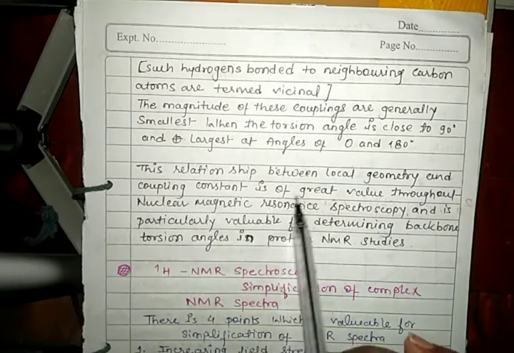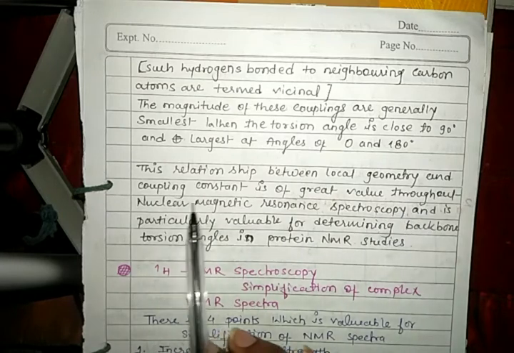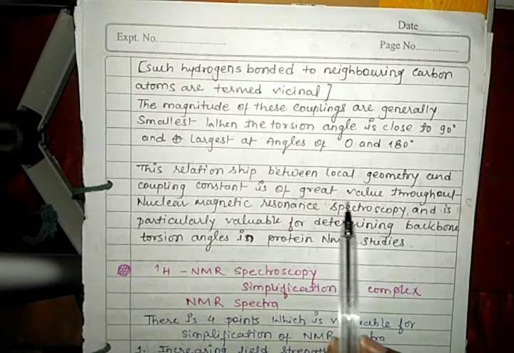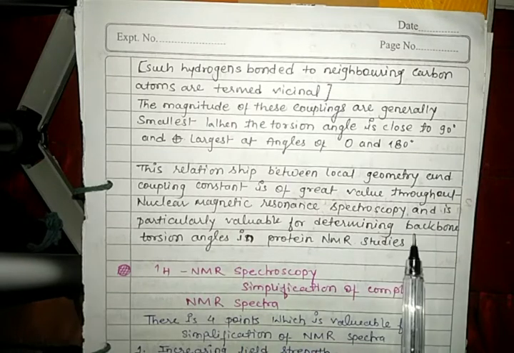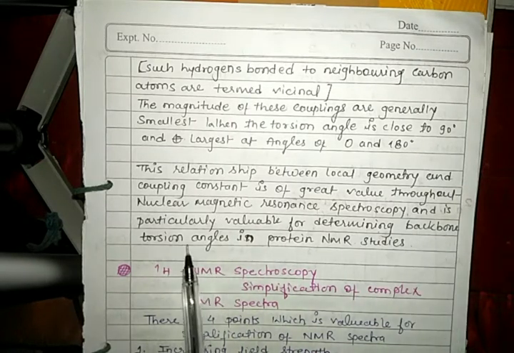This relationship between local geometry and coupling constant is of great value throughout nuclear magnetic resonance spectroscopy and is particularly valuable for determining backbone torsion angle in protein NMR studies.